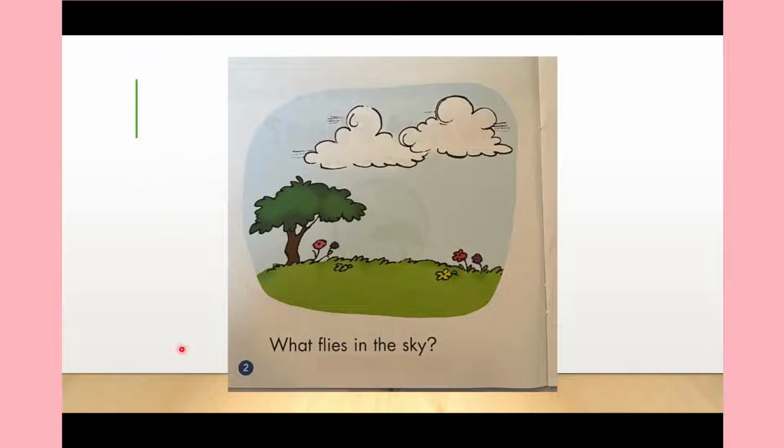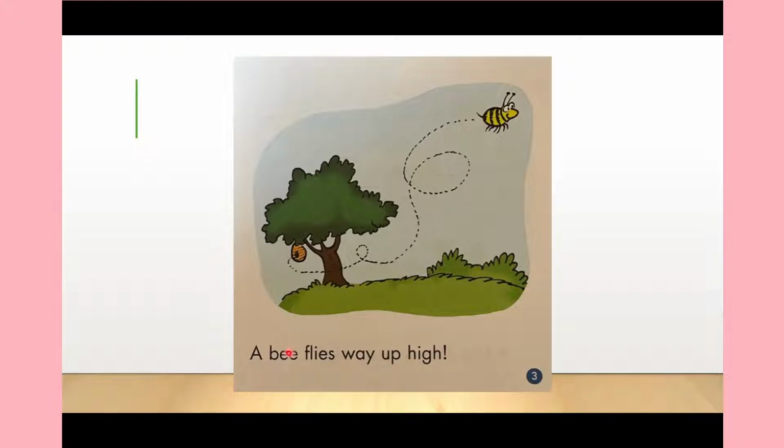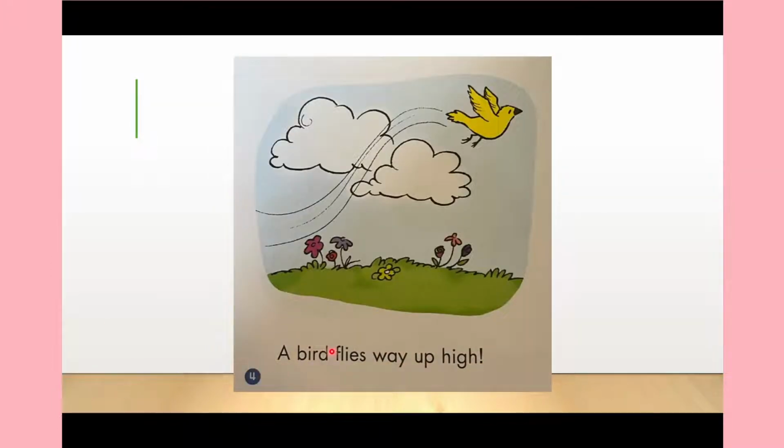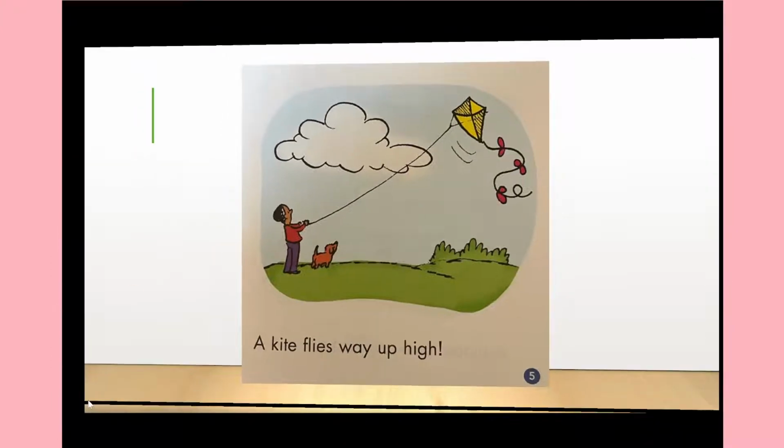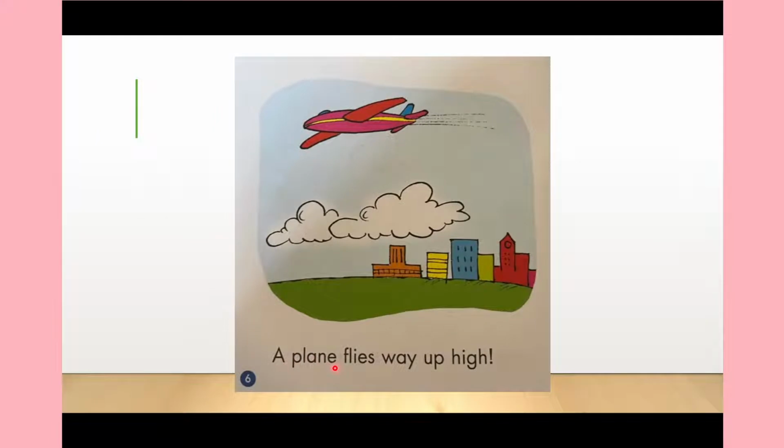What flies in the sky? A bee flies way up high. A bird flies way up high. A kite flies way up high. A plane flies way up high.